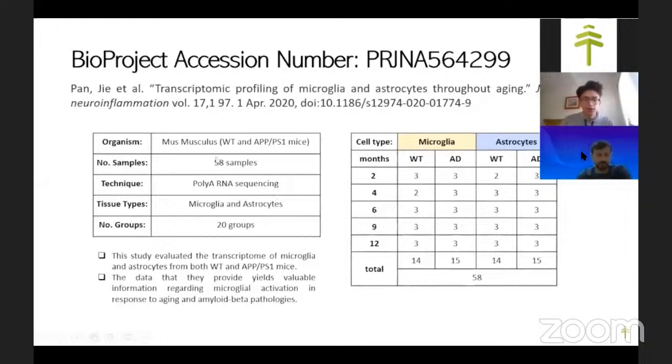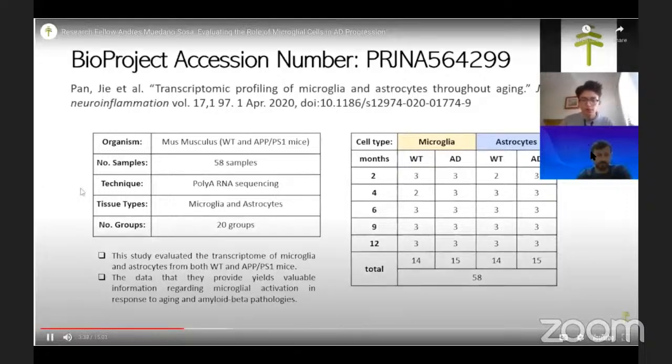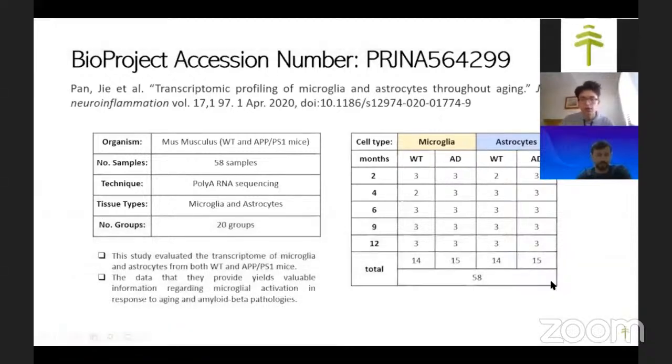And they used 58 samples. So they sequenced the transcriptome of both microglia and astrocytes in both wild type and AD mice. The AD mice are the Alzheimer's disease model mice, so the APPPS1 mice. And they sequenced the transcriptome at 5 different time points: 2 months, 4 months, 6 months, 9 months, and 12 months. And in the end, they had 58 samples.